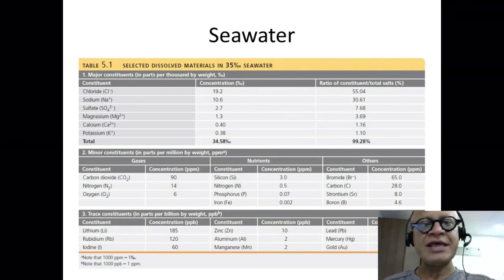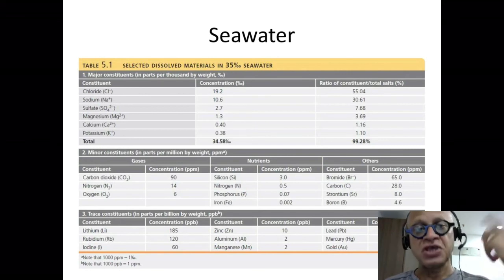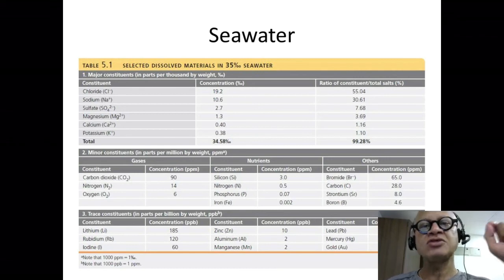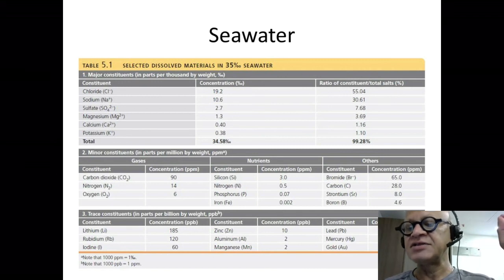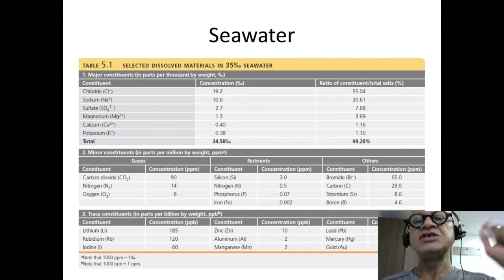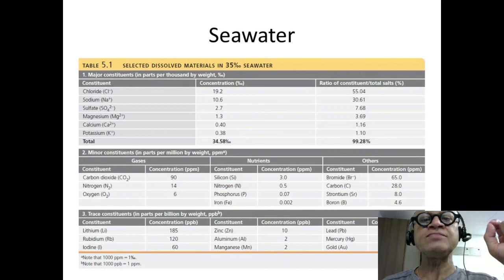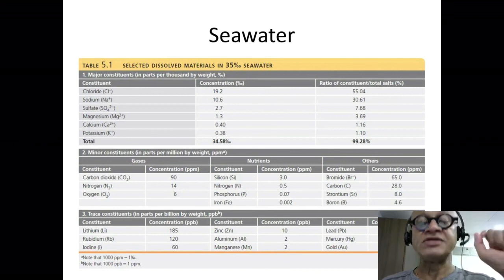Everything has a role to play. Everything is used in some sense by either things living in there, or when we try to estimate various things from using ocean sediments, which we'll discuss a little bit later on. Okay, so trace constituents in parts per billion by weight, so that's a really tiny amount, are things like lithium, rubidium, iodine, zinc, aluminum, manganese, lead, mercury, and gold. Okay, so these are the various things, constituents that make up what we call salinity of the ocean. It's not just NaCl, it is all these things.